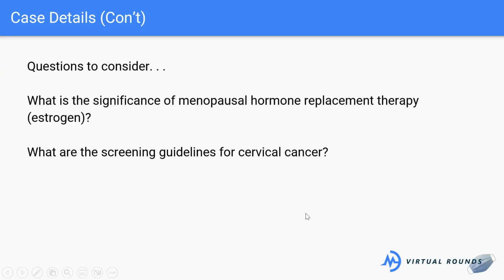But does anybody know the screening guidelines for cervical cancer? Like what age we start, perhaps, how often individuals are supposed to be screened and have pap smears? What about what age we start? Is anybody aware of what age it's recommended to start getting pap smears?